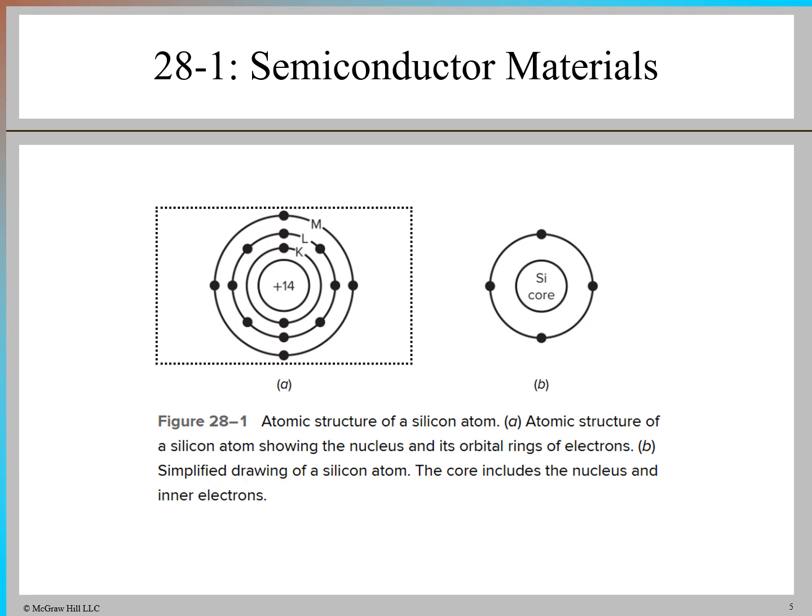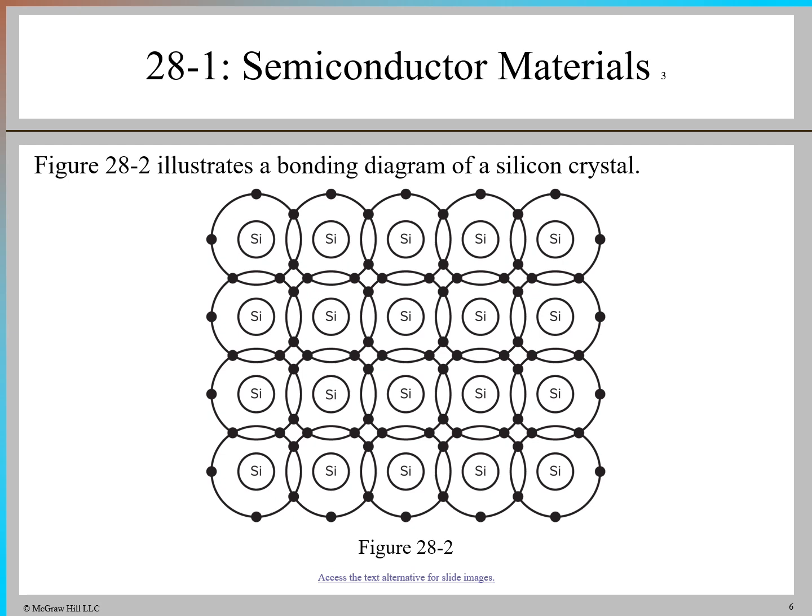A simplified drawing of a silicon atom highlights the 4 valence electrons and the +4 net charge of the silicon core due to 14 protons and 10 inner electrons. When silicon atoms group together, they form a crystalline structure by sharing their 4 valence electrons with neighboring atoms, creating covalent bonds. This electron sharing results in each atom having 8 valence electrons, which provides maximum electrical stability.